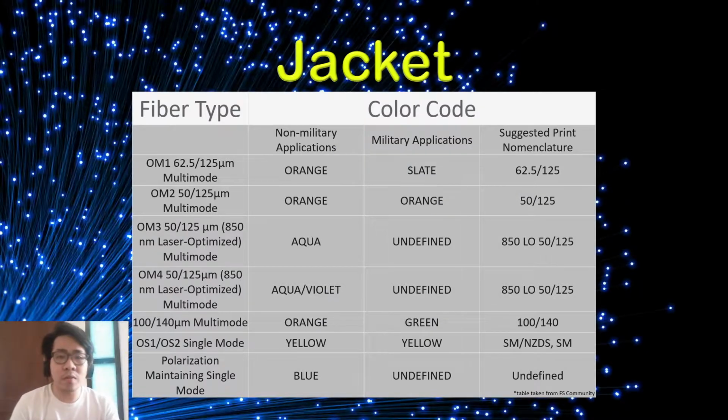It is also defined with a color code. Here are the common types of the color code. We have orange, slate, aqua, violet, yellow, blue, and there are also fiber cable types which have an undefined color code. If the color code is undefined, then you will see a print nomenclature on its covering. Here are the suggested print nomenclatures for the different fiber types.